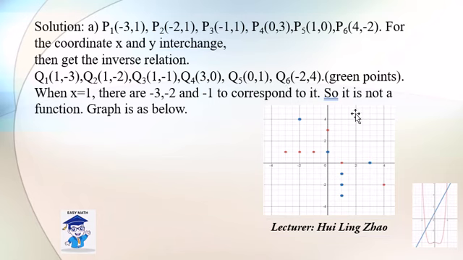In the graph, it is the green one. When x equals 1, there are -3, -2, and -1 corresponding to it. So this is not a function, because one x value has more than one y value corresponding to it. So the inverse relation is not a function.